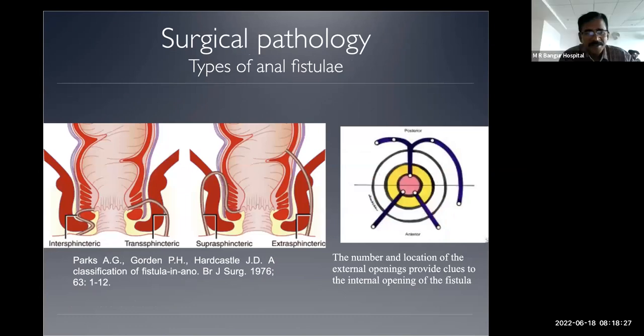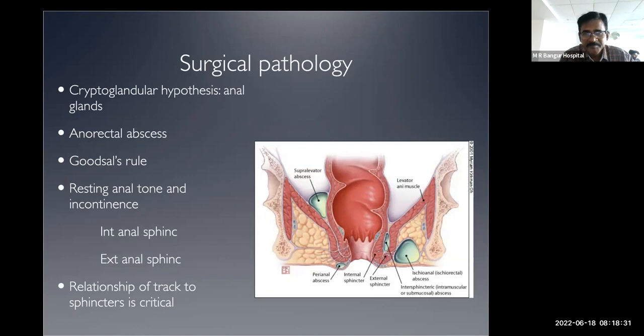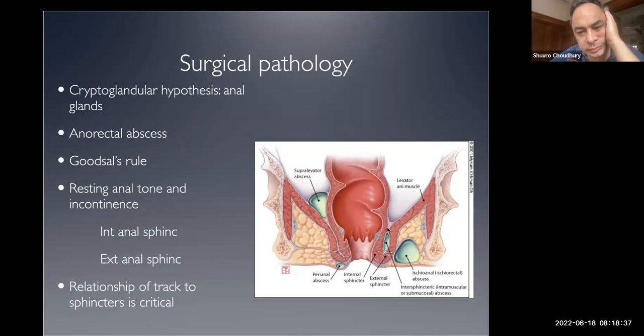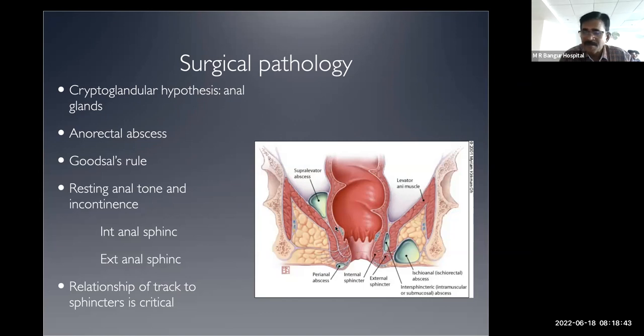Yeah, okay. Dr. Chowdhury, the more important point is the sling, the puborectal sling, the point where the levator is meeting the puborectal sling. That is the point. If you go beyond that and damage the sphincter, you're going to have incontinence. Because lower down, you can divide some amount of external sphincter, internal sphincter, but not beyond the sling.